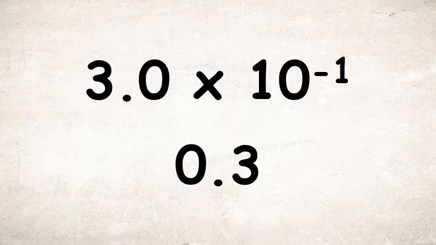And finally, we've got 3.0 times 10 to the power of minus 1. Again, negative power implies a smaller number, so we shift to the left, and that will give us 0.3. Okay? And that was standard form. Okay, so you finished that round, and are you ready for the next round now?